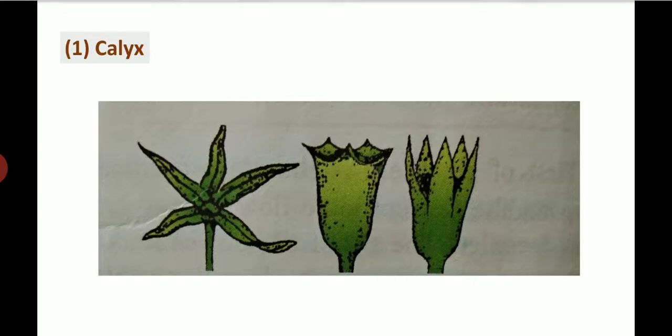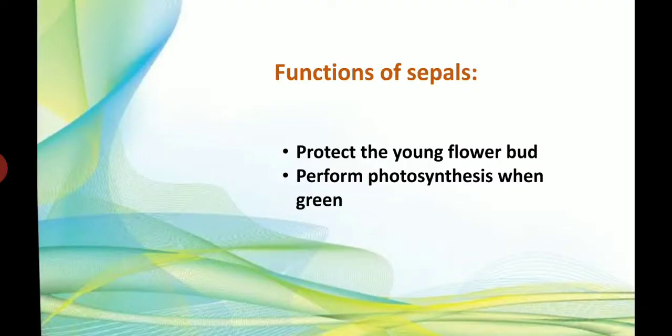So I think this calyx portion is clear. Now the function of sepals. First function is to protect the young flower bud, and the next is that these sepals also perform photosynthesis when they are green in color, which is very important. And sepals also protect the young flower bud.